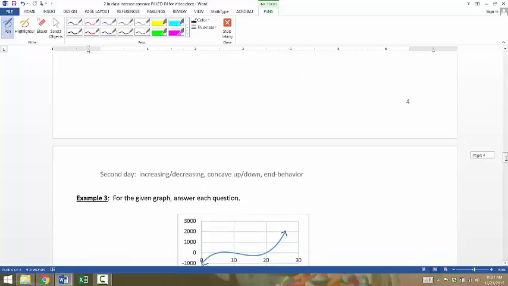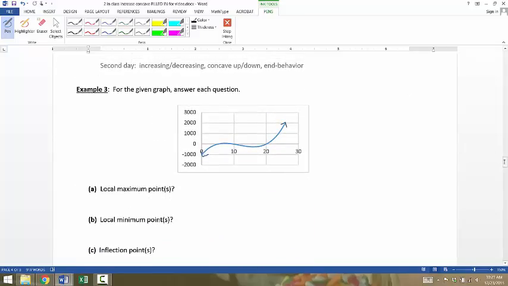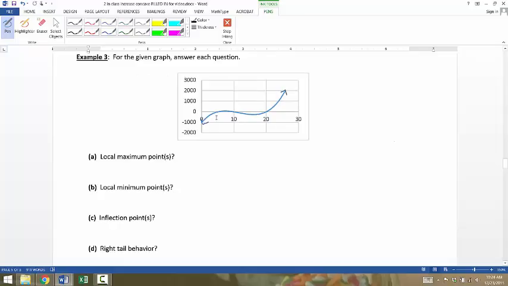Okay, next, another example. For the given graph, answer each question. So we're going to identify max, min, inflection points, and intervals of behavior. First, I'm just looking at the graph here and identifying the main points of interest. Right here, it looks like we have a little local maximum. I'm going to just estimate that. Let's say it occurs at about x is 6, and y maybe is about 100.